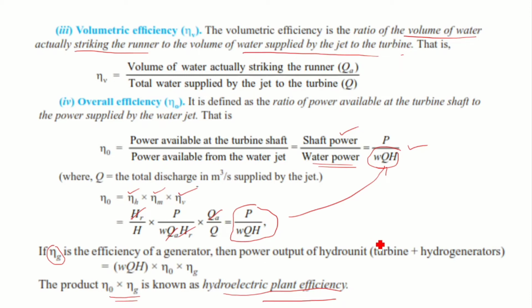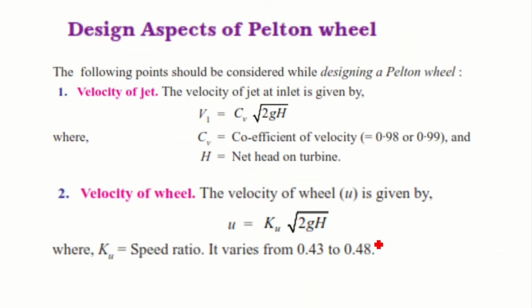So that's all for the efficiency terms. Next, we will discuss the design aspects of Pelton wheel. So during examinations, you need to solve problems on designing of a Pelton wheel. So in order to design a Pelton wheel, certain terms we need to check, like velocity of the jet, velocity of the wheel. So a lot of terms will be there, and those terms are discussed in this portion.